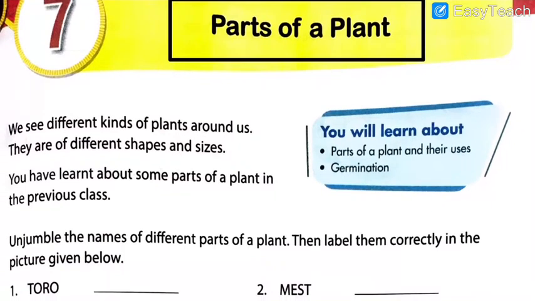First of all, by understanding this chapter, what you will learn is the parts of the plant and their uses. Each part of the plant is going to be elaborated in this chapter, along with their uses. Moreover, you are going to understand the germination process. So let's get started. We see different kinds of plants around us. They are of different shapes and sizes. You have learnt about some parts of the plant in the previous class.